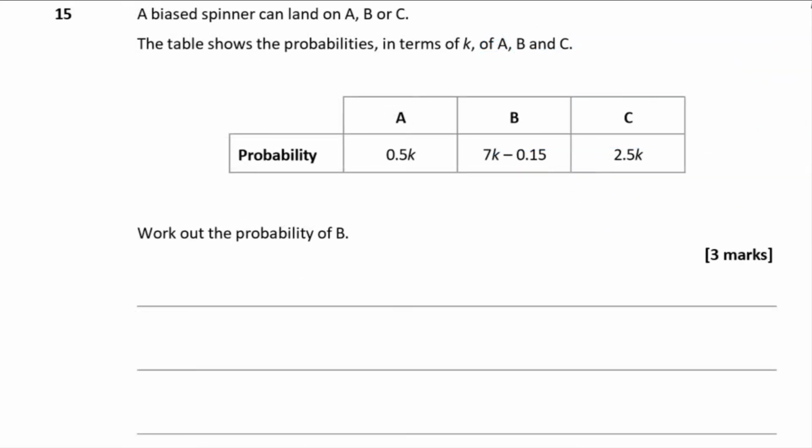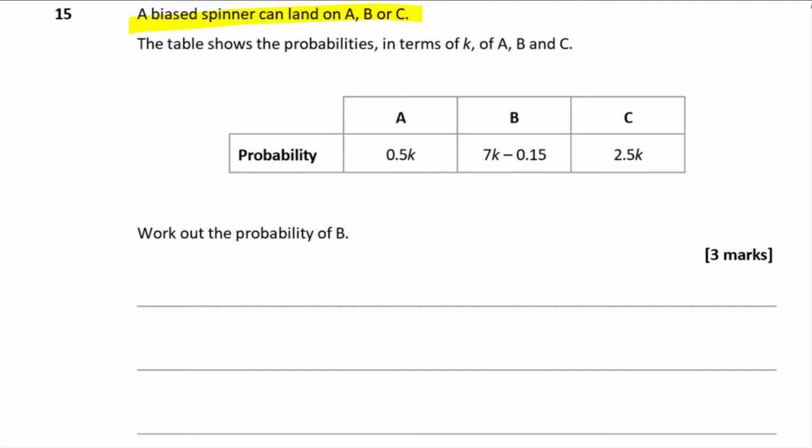Question 15. A bias spinner can land on A, B, or C. The table shows the probabilities in terms of K of A, B, and C. Okay, and they're given algebraically in terms of K. And we need to work out the probability of B. Now, I'm going to be using the rule of completeness here, which means that if A, B, and C are all the possible outcomes, and it does say that up here that it can only really land on A, B, and C, then these three things need to add up to 1. 1 in probability is certainty, and you're certain to land on either A, B, or C because they are the only outcomes.